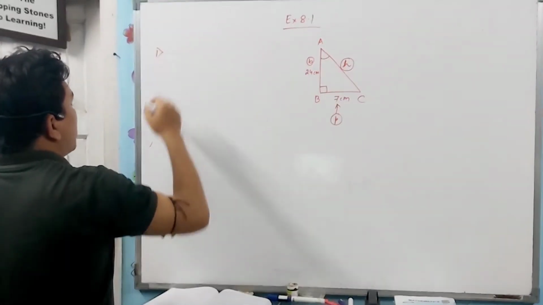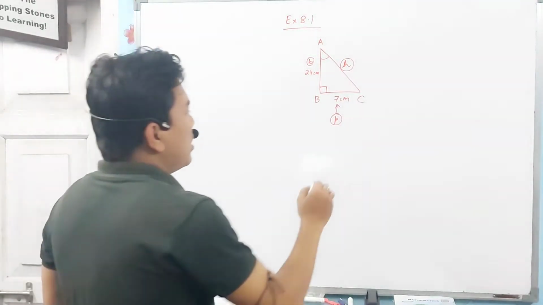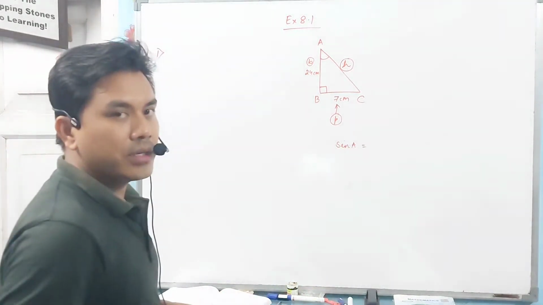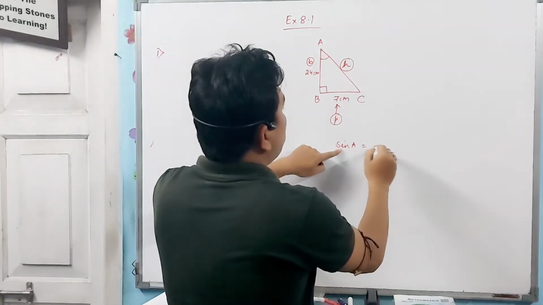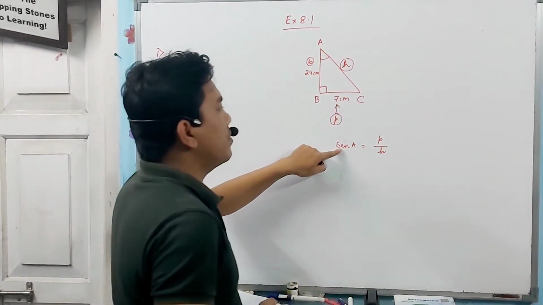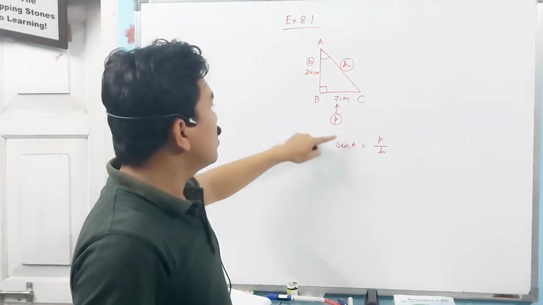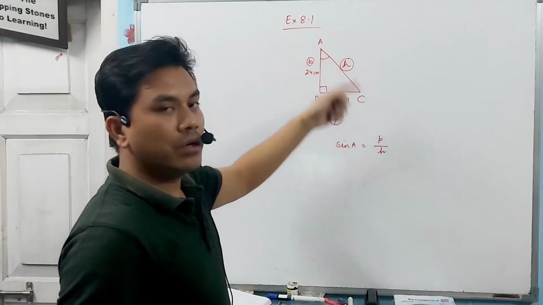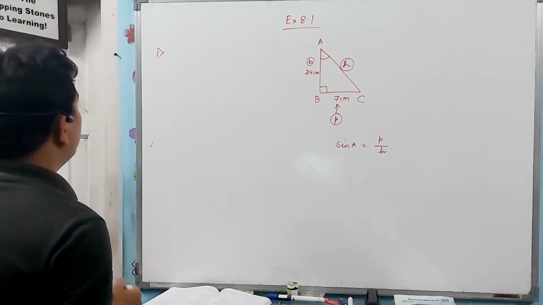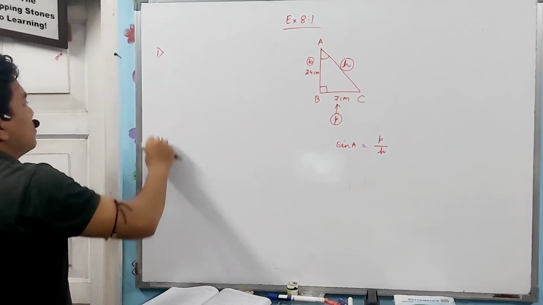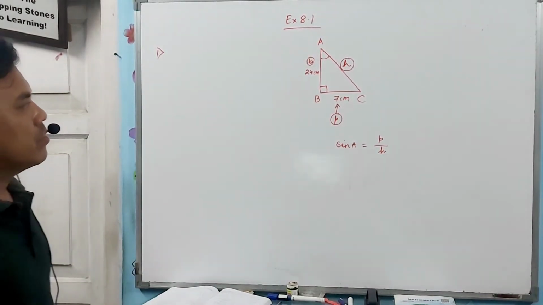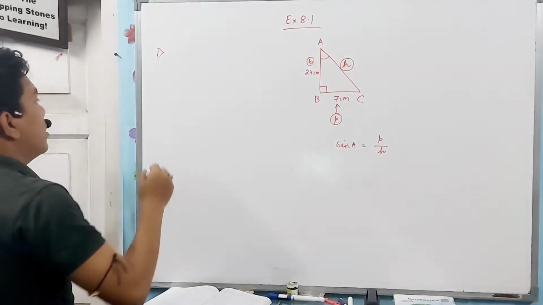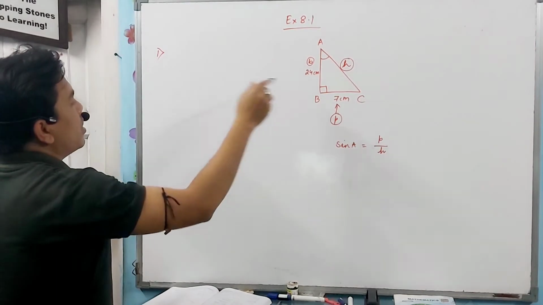Now, in order to find sin A, I told you to memorize one sentence. Some people have. In this case, perpendicular is BC and hypotenuse is AC, so directly we can find it. But there is a problem: we don't know the value of AC, it is not given. So what will we do now? By using Pythagoras theorem, we have to find AC.